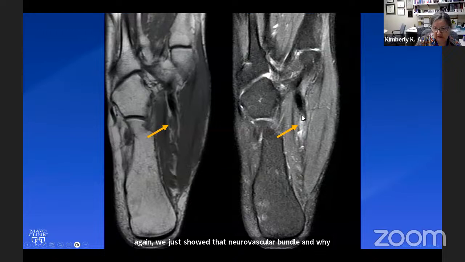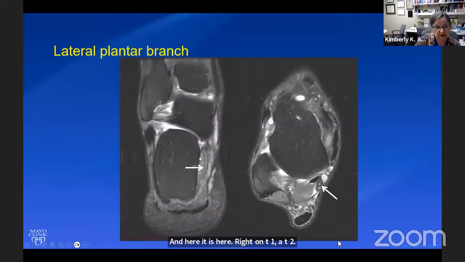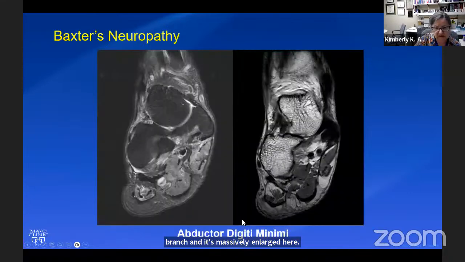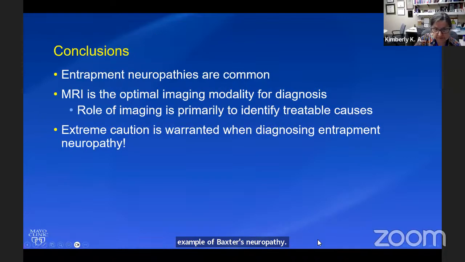And here it is here, bright on T1, T2, pretty iso-intense to muscle on T1. And then here is the lateral plantar branch, and it's massively enlarged here. It really is too big, too bright. And in this case, we see now the denervation changes in the abductor digiti minimi, and there's some fatty atrophy, and this is an example of Baxter's neuropathy. So this is entrapment of the lateral plantar nerve.